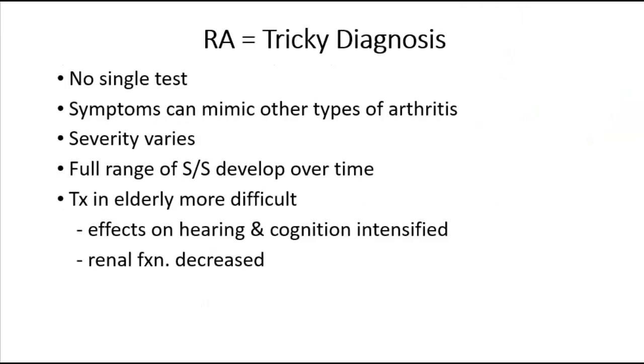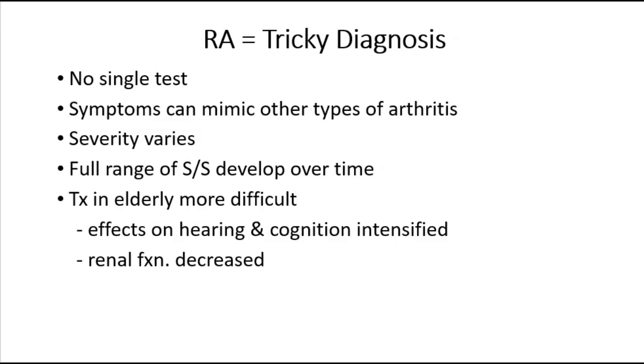Even despite having some diagnostic things, it's still a tricky diagnosis, right? No single test will show you that somebody has rheumatoid arthritis. In fact, somebody could have rheumatoid and have a negative rheumatoid factor. Sometimes the symptoms overlap some other diseases, and some people have mild disease and some people have severe disease. And it does take time for a lot of the symptoms to develop.